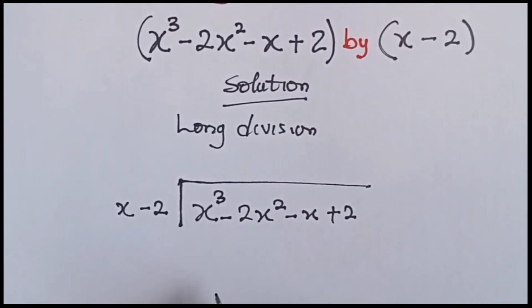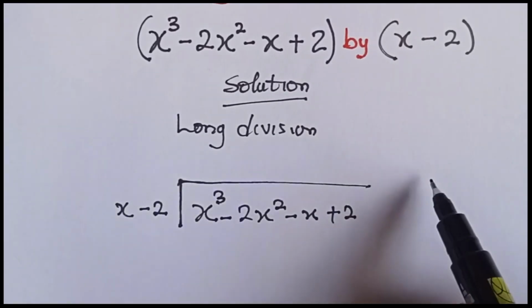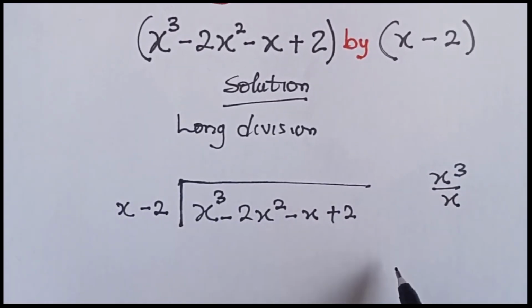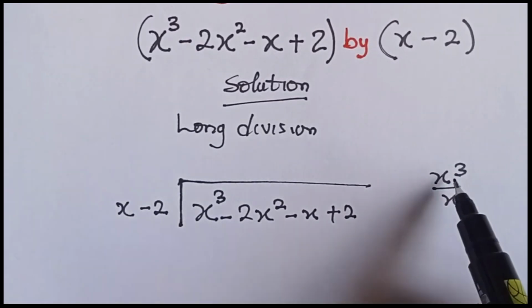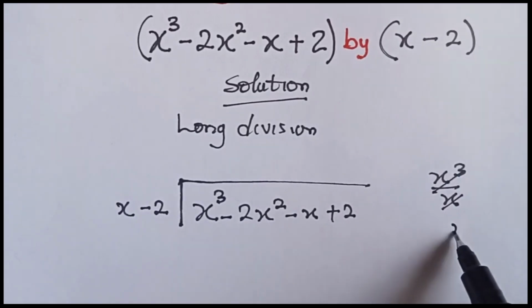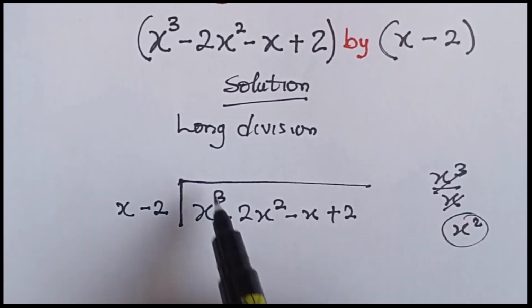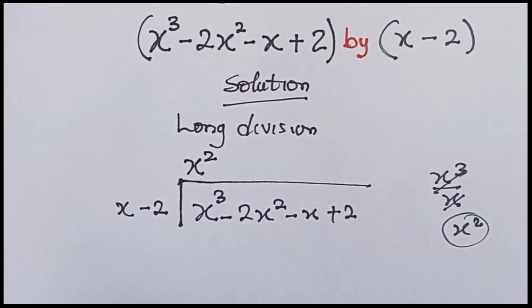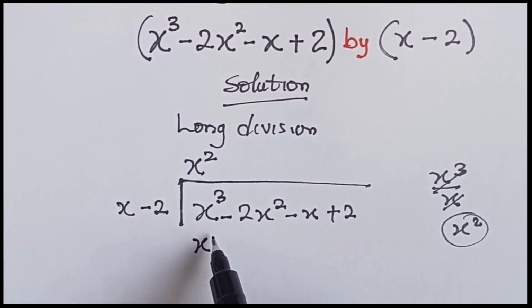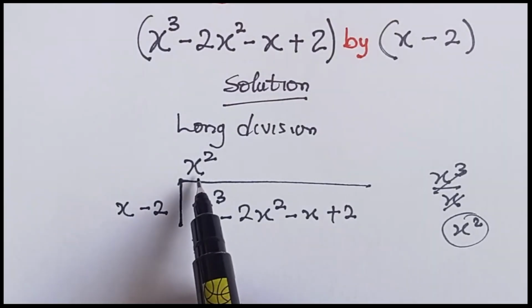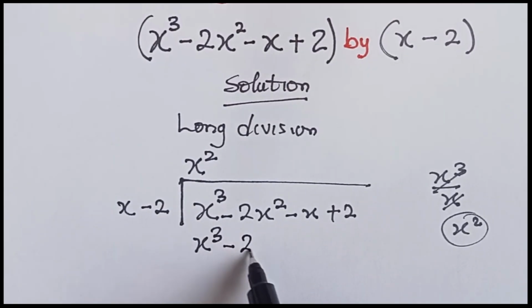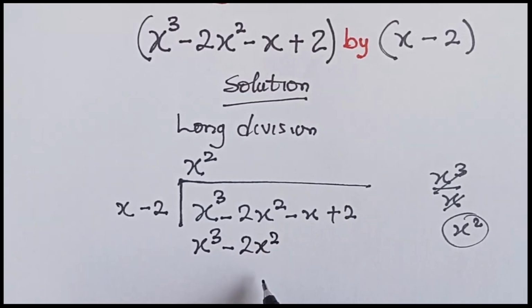So the first thing we do is we divide x raised to the power 3 by this x. All right, so how many x can we see in x raised to the power 3? That will be x raised to the power 2. So we're going to write our x raised to the power 2 here. Then we multiply. We do x raised to the power 2 times x will give us x raised to the power 3. And we also do x raised to the power 2 times minus 2, which will give us minus 2x raised to the power 2.